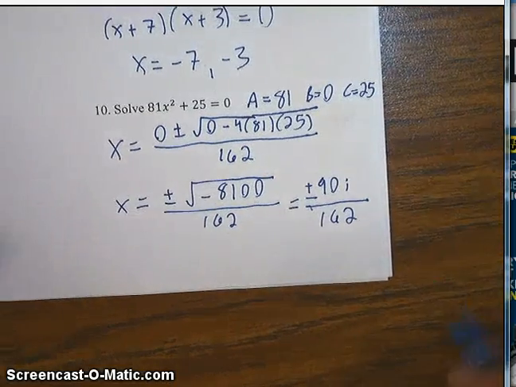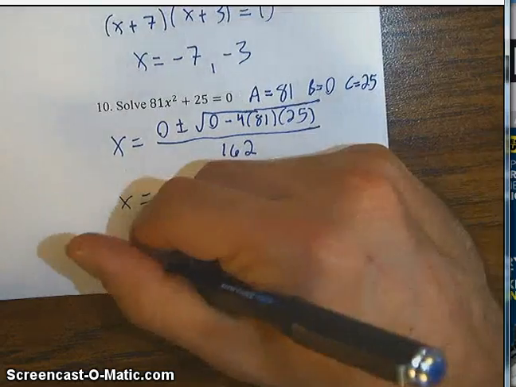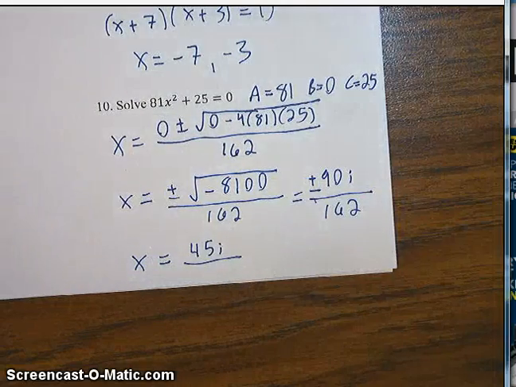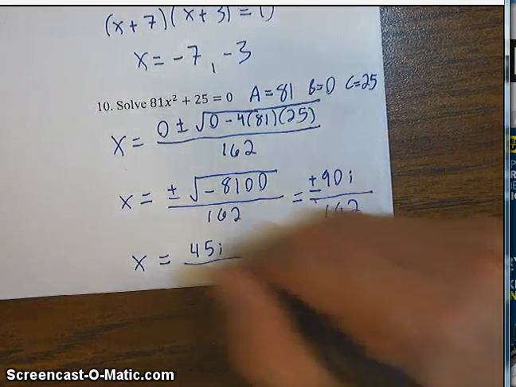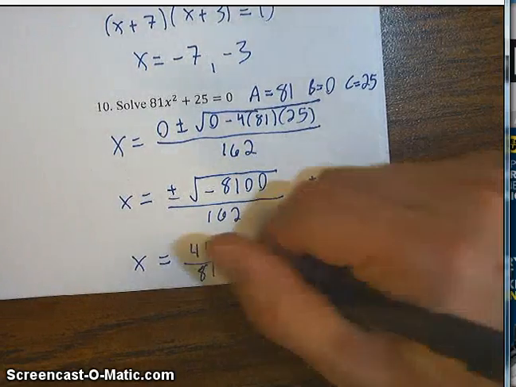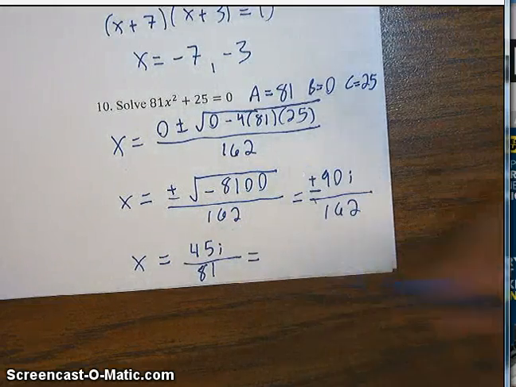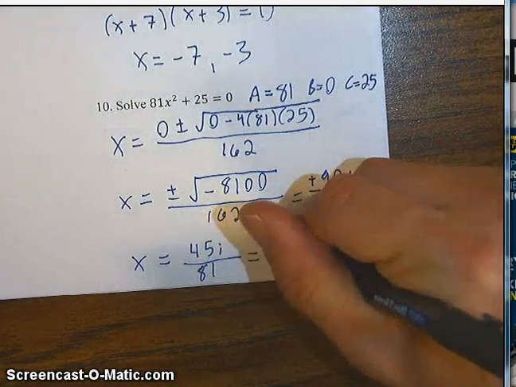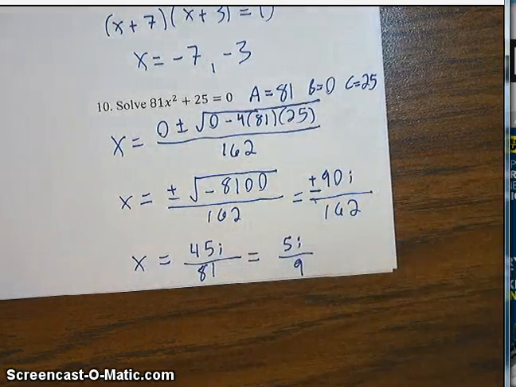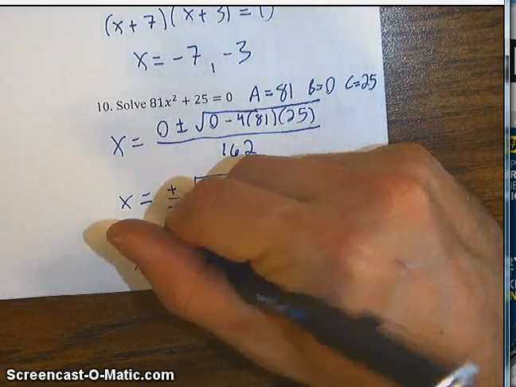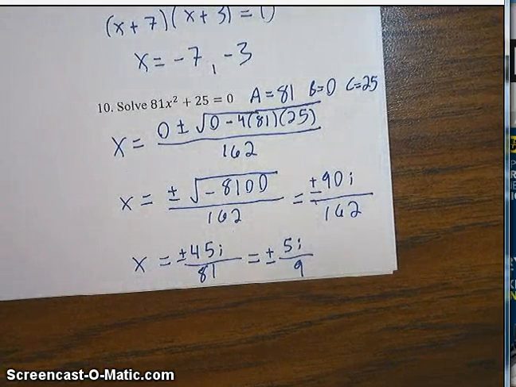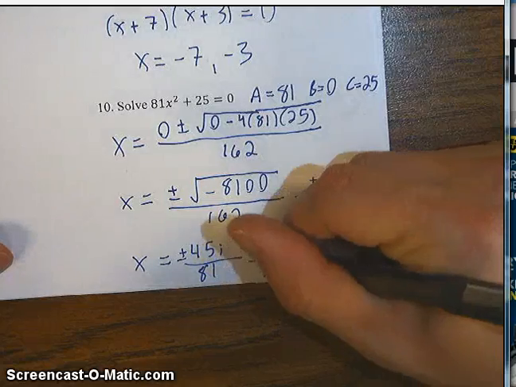Now I can reduce that a little bit if I take a 2 out of the top and out of the bottom. So that's going to be a 45i over 162 divided by 2 is 81, and it looks like I can actually reduce this a little bit more because they both have a 9 in them. So 45 divided by 9, that's just 5i. 81 divided by 9 is 9. So it looks like this is going to be, and I forgot my positive and negative, but there should be a positive and negative. Those are my two solutions, 5i divided by 9, and that's it. That's the answer for number 10.